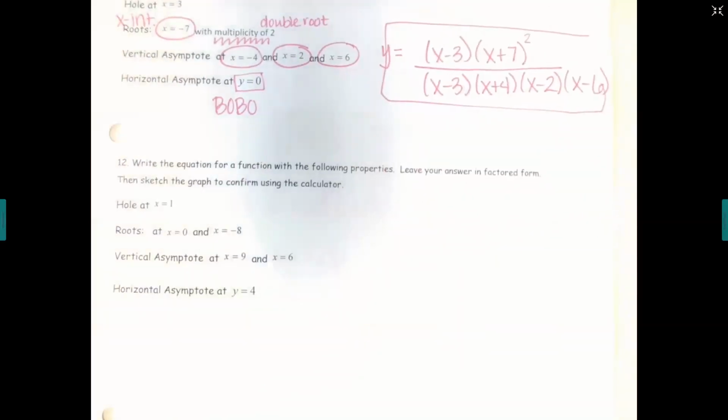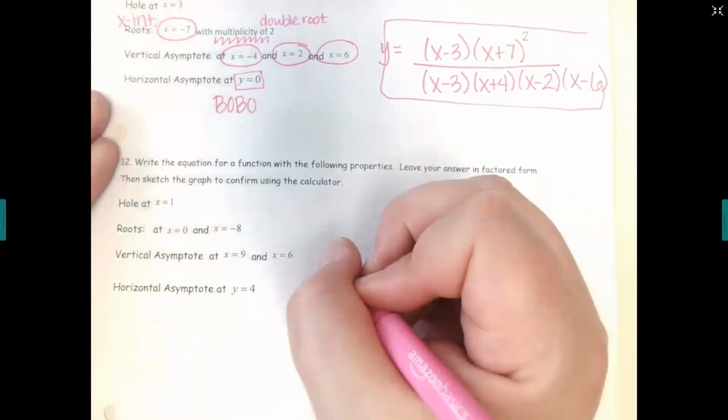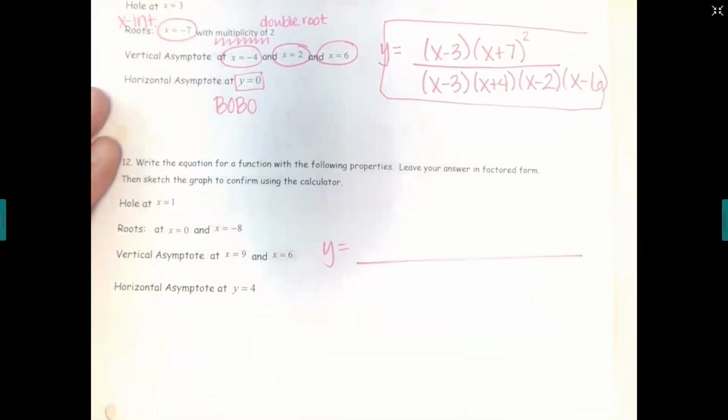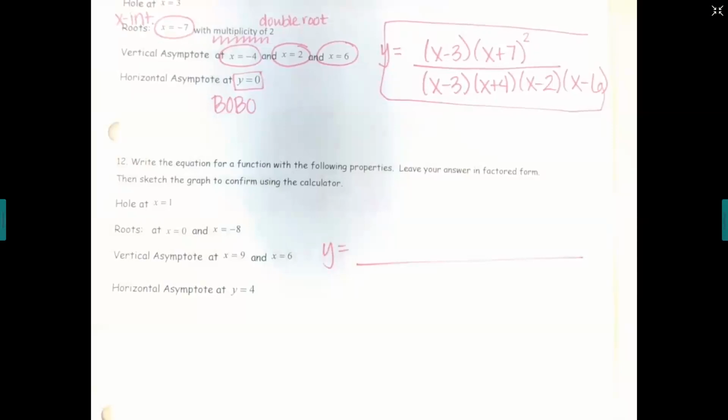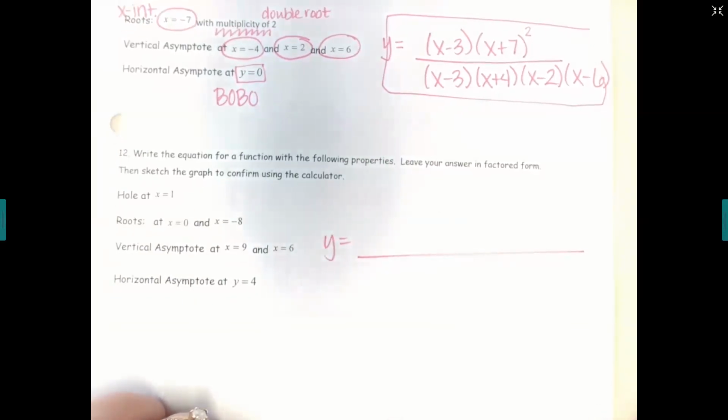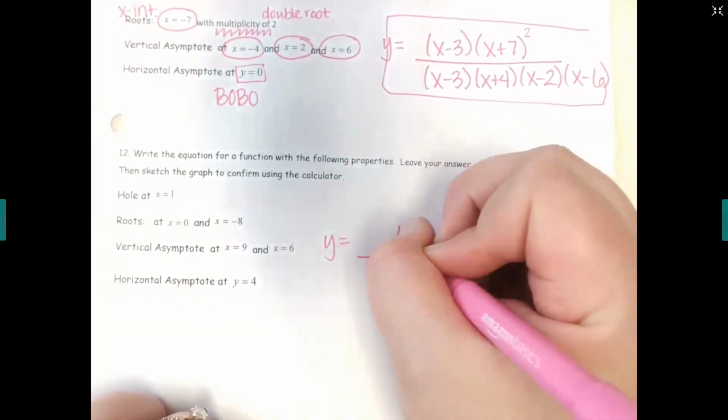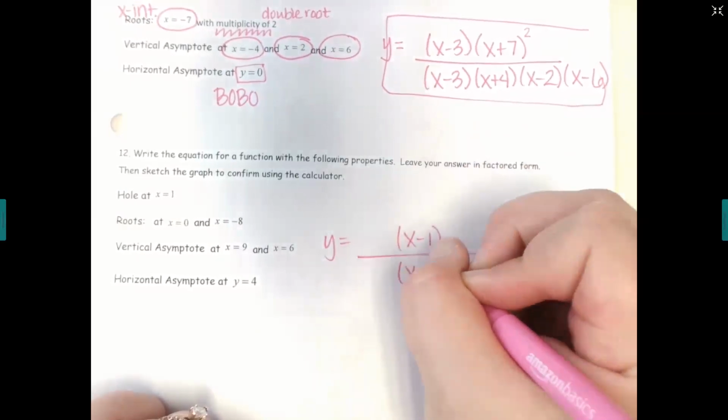One more left like that. Take a look at number 12. Y equals big fraction. For there to be a hole at +1, what should the parentheses say? And where should it be? Both. So x minus 1, x minus 1.